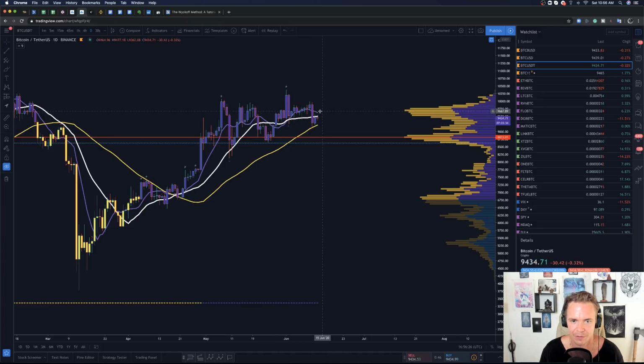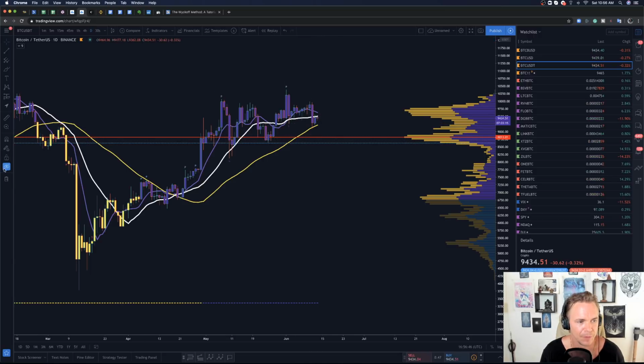Now there's a lot of support and resistance here at this $9,600 area, so I do suspect that we're going to come up and try to test that. If we cannot close above the $9,600 area, we'll come back down to test $9,300, $9,400. And then this is the last vestige of support before we come down to test $8,600.